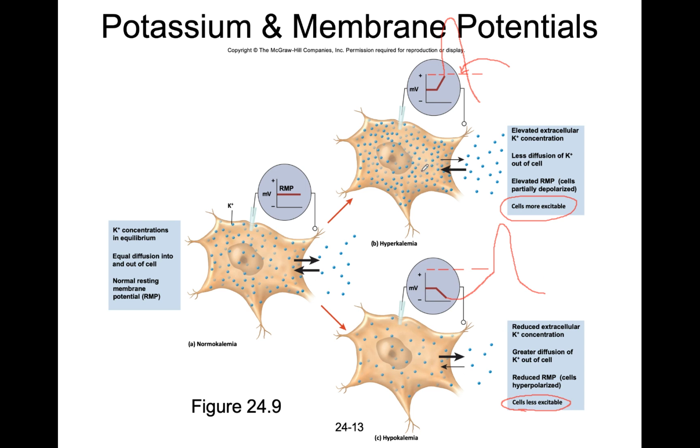These levels can adjust. Again, if you're sweating too much, you can be hypokalemic. If you're vomiting, you can be hypokalemic. And if you have diarrhea, you can be hypokalemic. All of those situations will deplete your cells of potassium. Hyperkalemia can be caused by some medications. It can be caused by kidney failure, so if the kidneys fail to excrete high potassium amounts, and it can be caused by congestive heart failure as well.